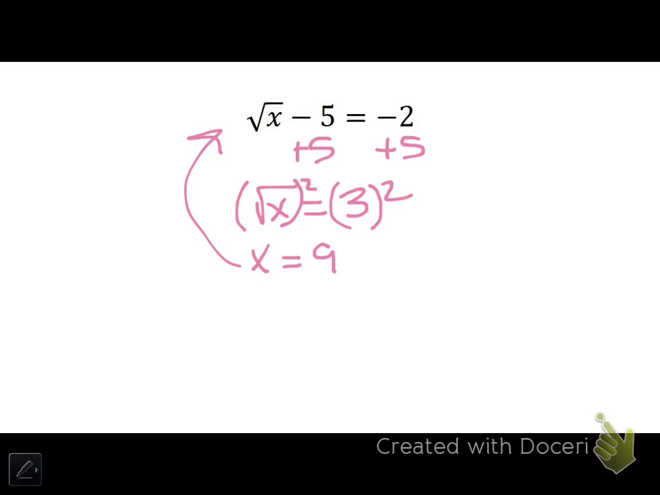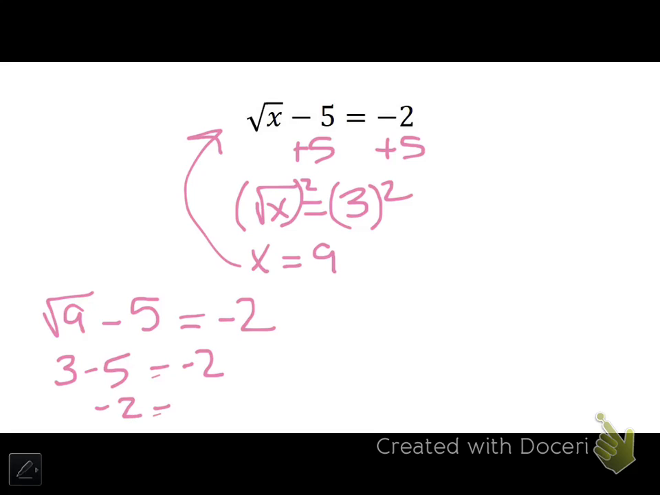Now let's plug it back in and check it. So we got square root of 9 minus 5 equals negative 2. Square root of 9 is 3. 3 minus 5 is negative 2, so negative 2 equals negative 2.